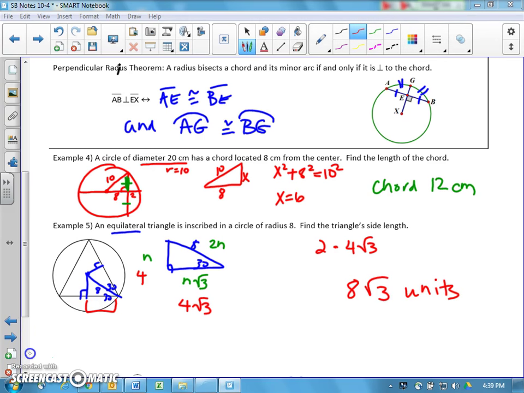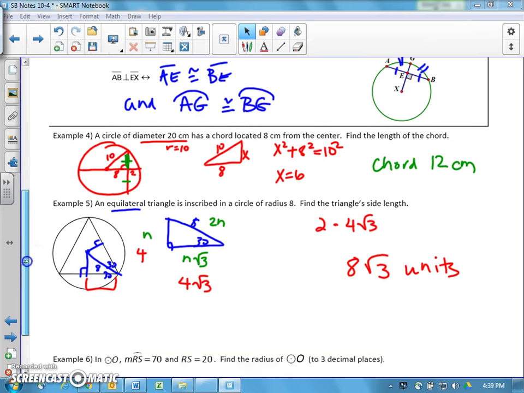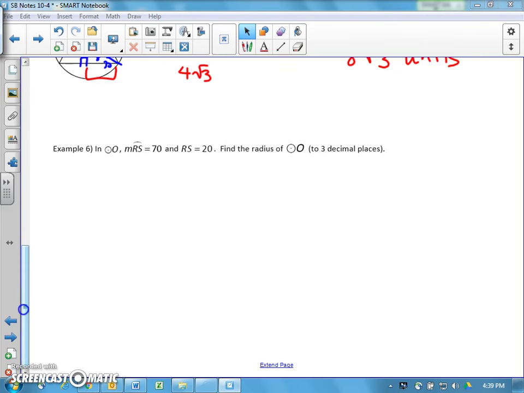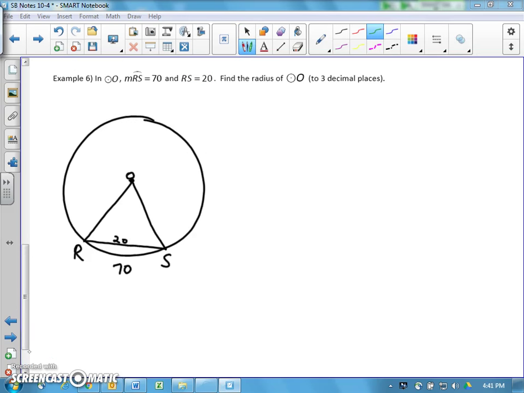And our last example. Example 6 tells us that in circle O, the measure of arc RS is 70, and the length of RS is 20. We want to find the radius of our circle and round this to 3 decimal places. Let's sketch this. Okay, here's our circle O. Our arc RS has a degree measure of 70. Our angle ROS would be a central angle, so I can tell that this would also be 70 degrees. And the length of RS is 20.